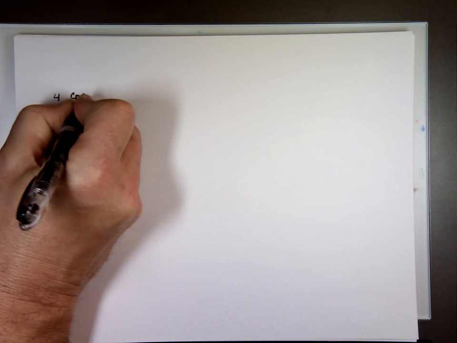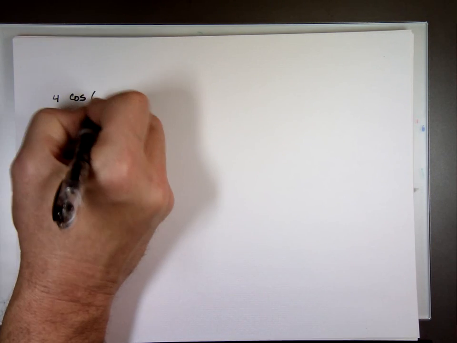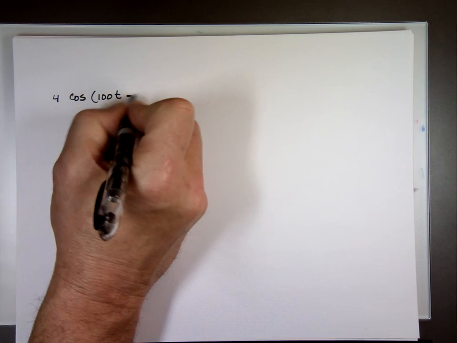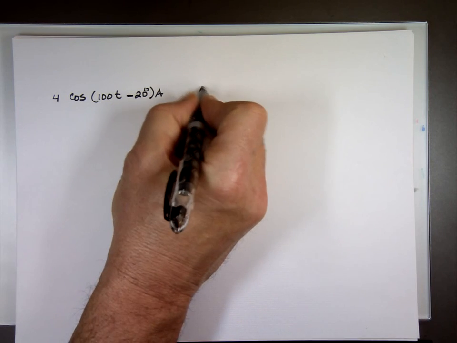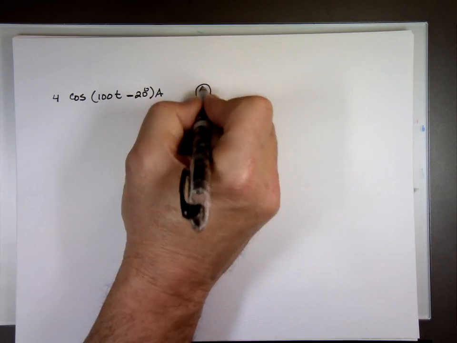Here's another example that has capacitors and inductors. We have a current source with the value 4 cosine 100t minus 20 degrees amp. It's an AC current source. That's what the squiggly line is for.